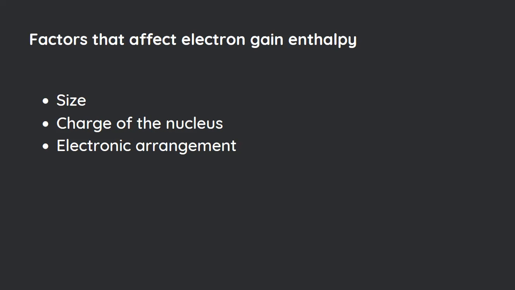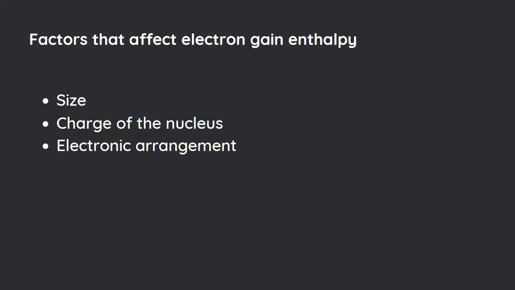Second is the charge of the nucleus. If there is a higher nuclear charge, it means the attraction of the nucleus to the incoming electron will be high. So the electron gain enthalpy will be more negative. The third is the electronic configuration. Half-filled and completely filled orbitals are more stable than the others. And so they have less tendency to accept an electron compared to the others. And so their electron gain enthalpies are less negative.